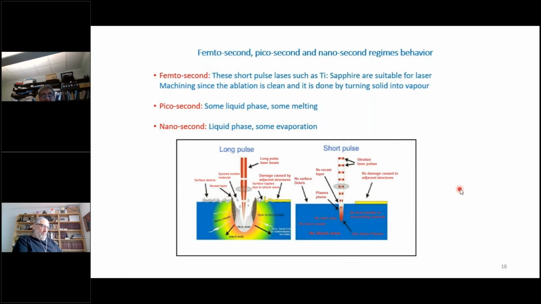So this is not to say that do not use nanosecond pulses. All of our lasers have used nanosecond pulses. The only idea of showing this slide is that the heating effects are more pronounced in case of longer pulses as compared to, say, femtosecond pulses. So for picosecond, you have some liquid phase, some melting, and for nanosecond, you have liquid phase and some evaporation.